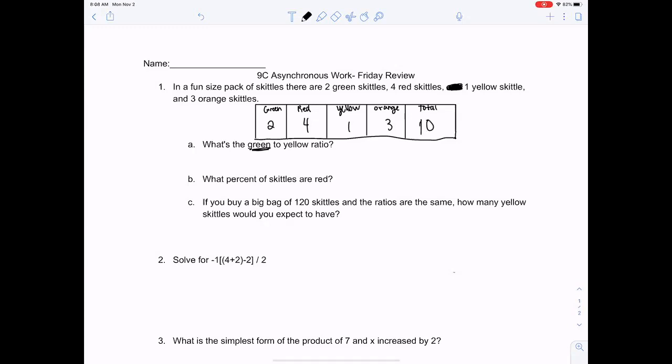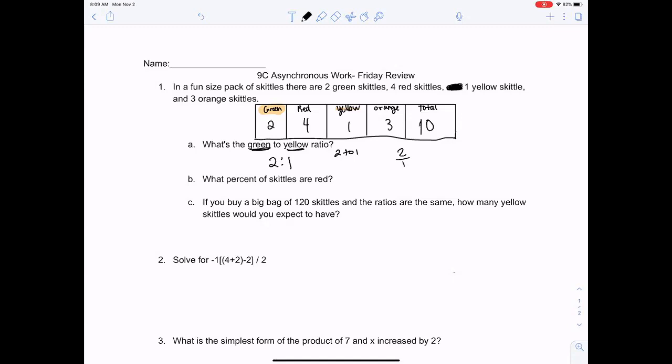What's the green to yellow ratio? Well, green, yellow, we have 2 to 1. And we could write that also as 2 to 1 or 2 to 1. Remember, if it's asking us for green to yellow, we want to keep it in that order. If it's asking us for yellow to green, it would be opposite order. It would be 1 to 2. So remember that. And then we can move on to part B.